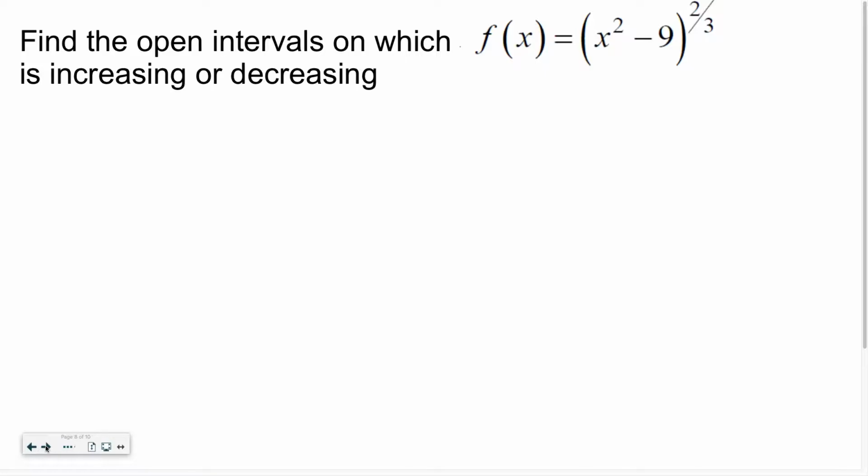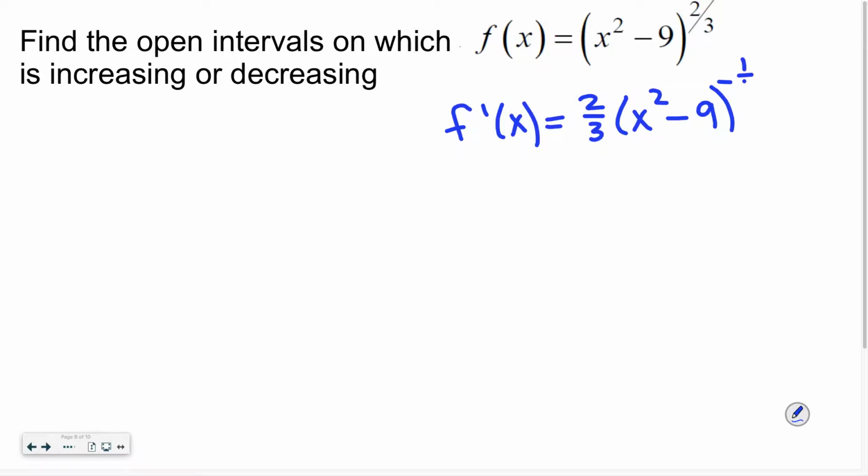Okay. Take a few seconds and determine what the derivative is for me. Okay. Our derivative. Julia, what is it? 2/3 x squared minus 9 to the exponent of -1/3 times 2x. Do you agree? Good. Okay.